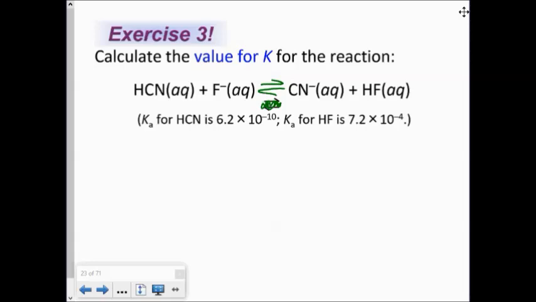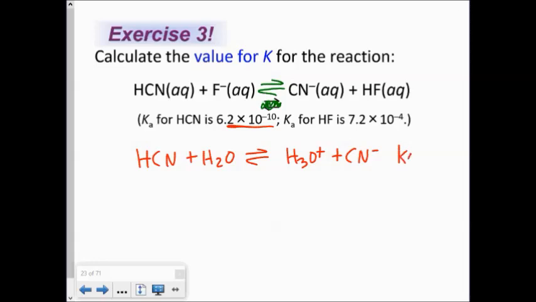We're going to break these up into their series, because each Ka represents that acid reacting with water to form its conjugate base and hydronium. So we'll separate them both into their two-step series first. The first one: HCN plus water. This gives us our first Ka value, and that's going to give us hydronium and cyanide. So that's the first one in the series, and the Ka is 6.2 times 10 to the minus 10.